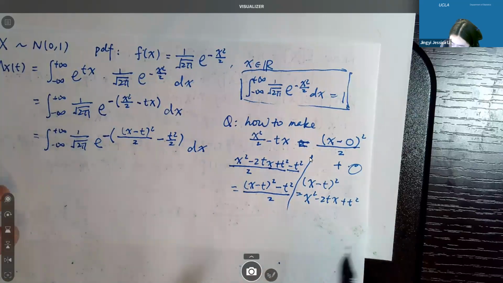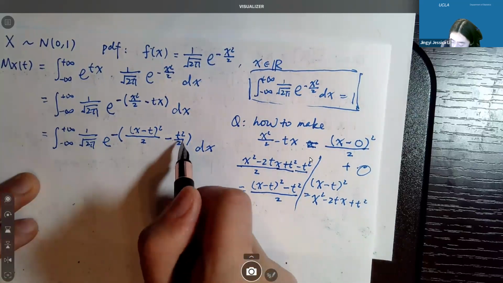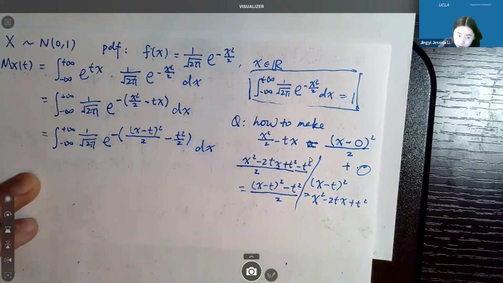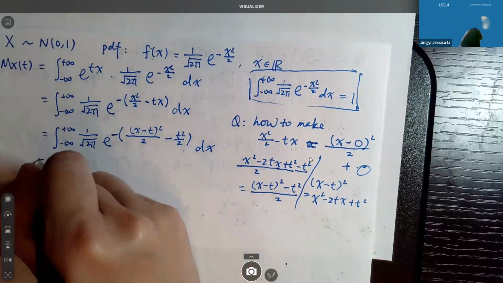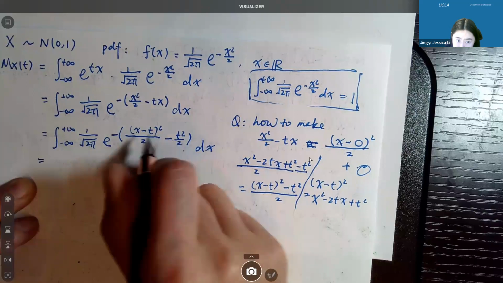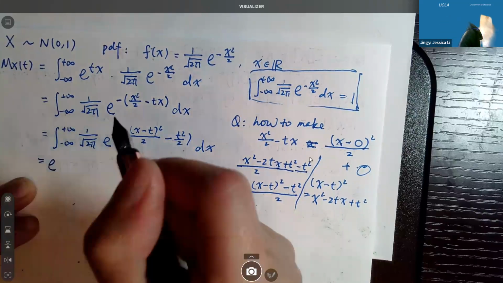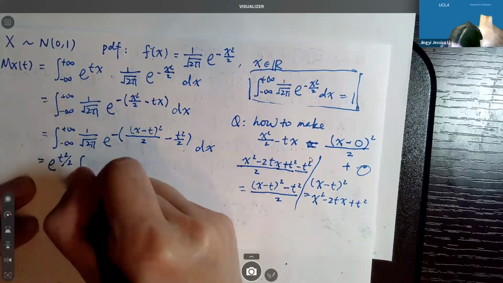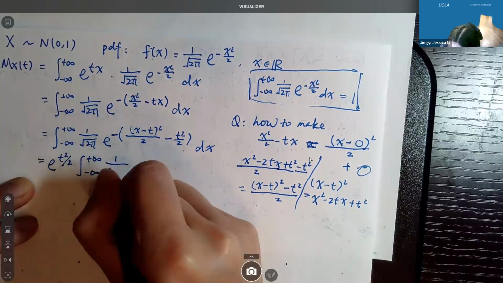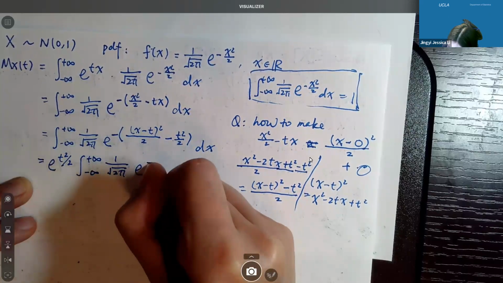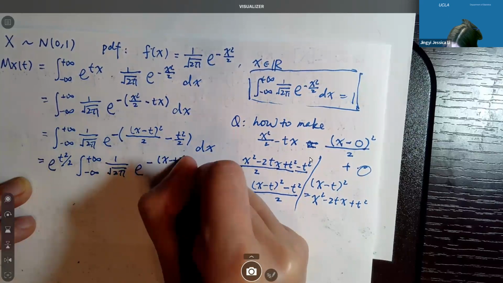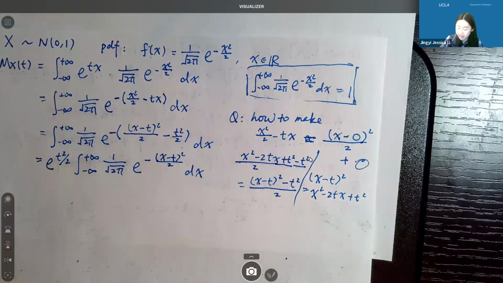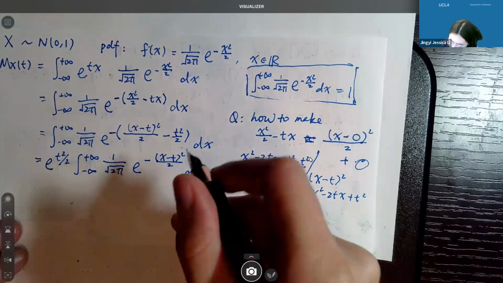So what I'm saying here is that this additional term has nothing to do with x, so I can just safely move it out of the integration. The negatives cancel, so I have e to the t squared over 2 out, okay? And what's left inside the integral is 1 over root 2 pi exponential to the power of x minus t squared over 2 dx.